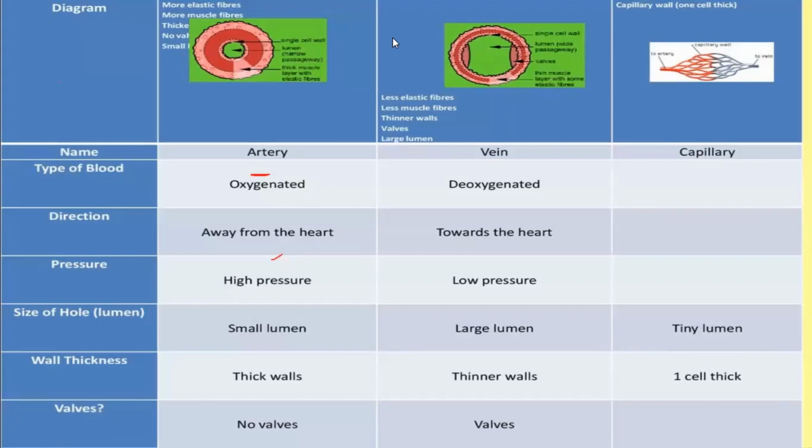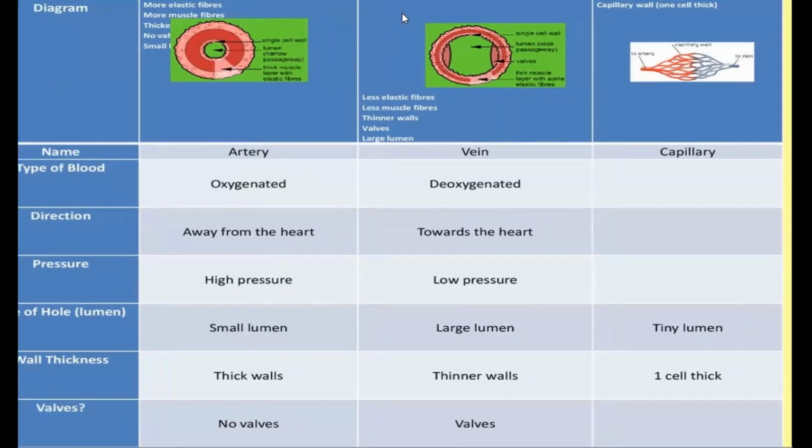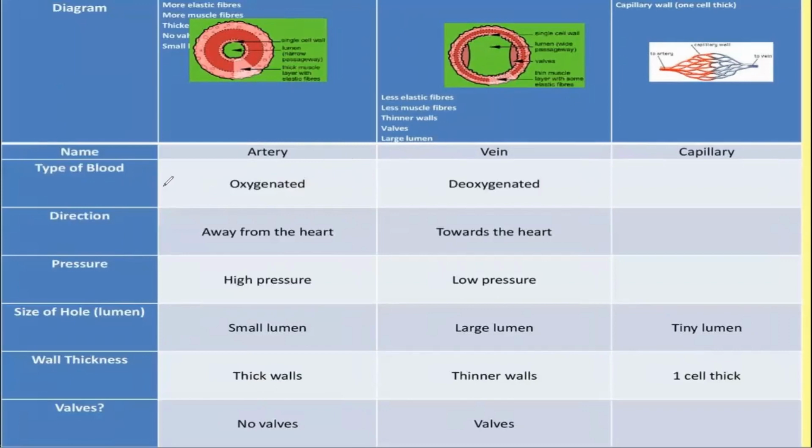Now let's see some of the differences in the table form which might help you to write down the answer in your exam. Like what type of the blood arteries and veins contain, keeping in mind that the exception is for pulmonary artery and pulmonary vein. So arteries carry oxygenated blood except pulmonary artery. Veins carry deoxygenated blood except pulmonary vein. Arteries take the blood away from the heart, veins take the blood towards the heart.